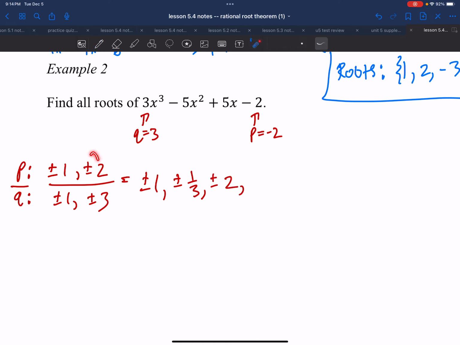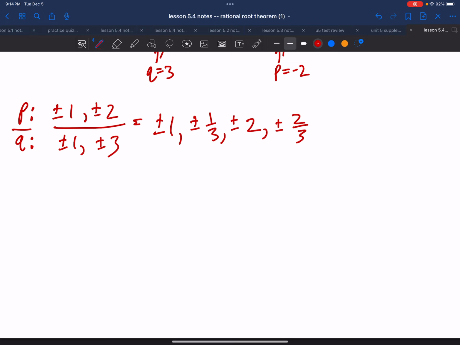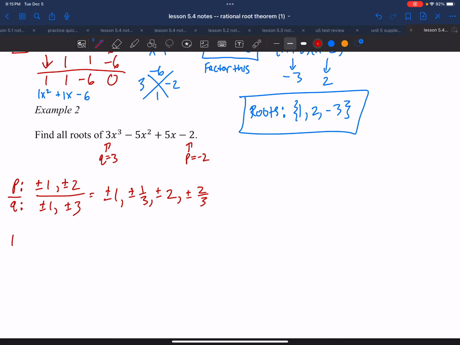And finally, 2 over 3, that's just 2/3. So again, just like the last one, I have 8 roots to test, and I'm just going to use synthetic division to do so. And it's fine that you have fractions, okay? And I'm going to have a quick word on that when we get there. Now, I'm going to test a couple just to show. I think I remember what they are.